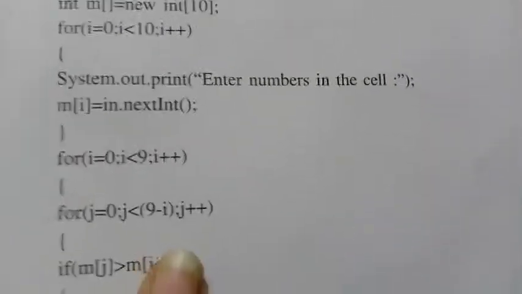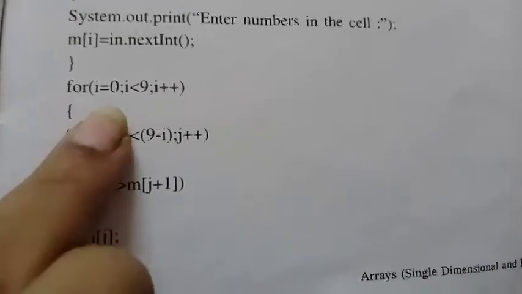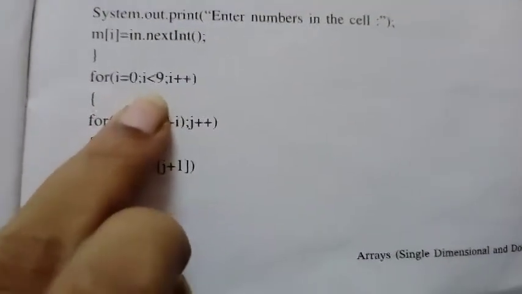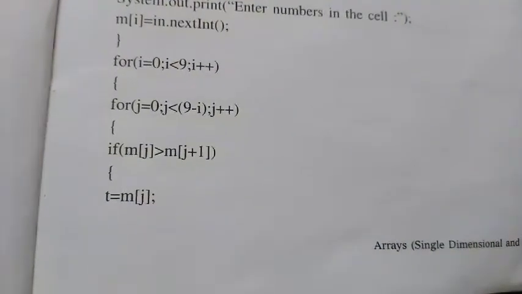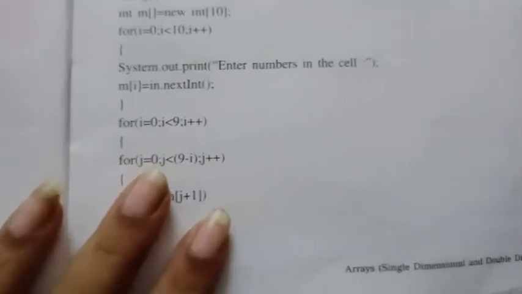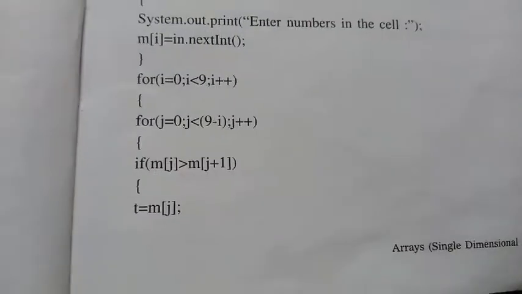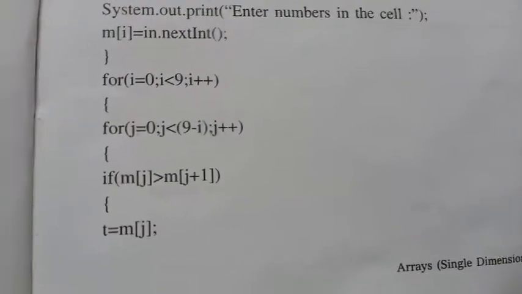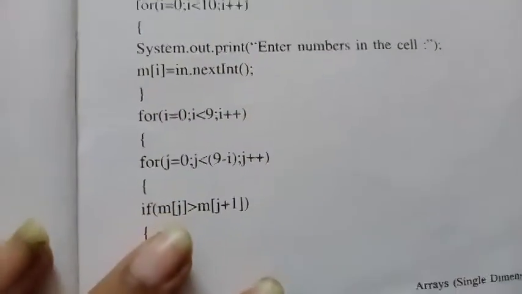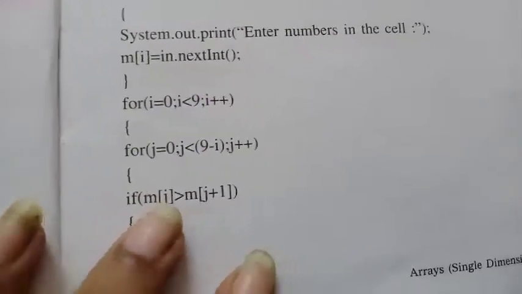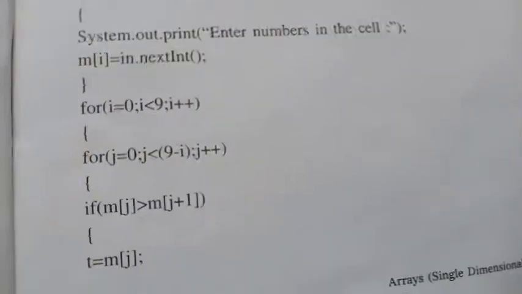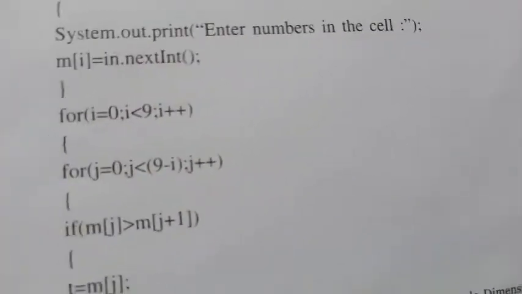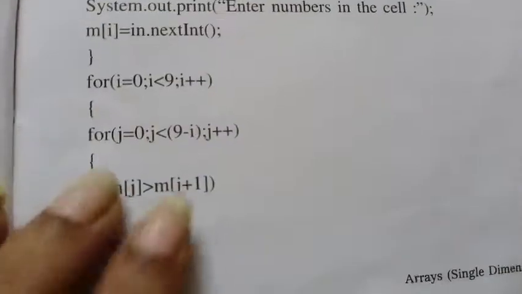Then we are going to enter the loop: for i equal to 0, i less than 9, i plus plus. See here also you will have only n minus 1 iterations. n minus 1 iterations are enough, because we will be swapping and putting the higher element towards the right end. So automatically the lower element will be pushed to m of 0. So n minus 1 iterations are enough for this.